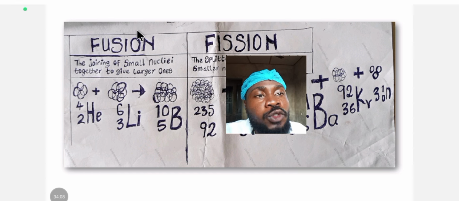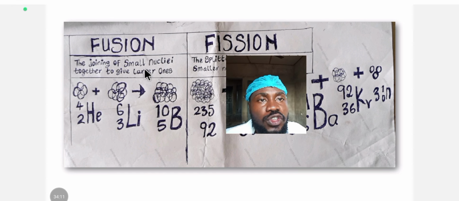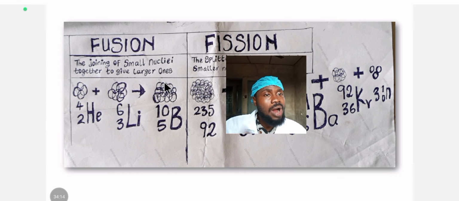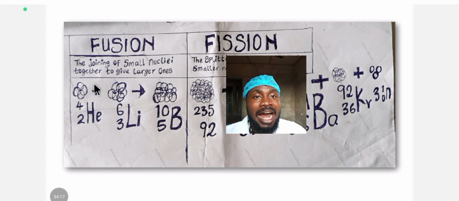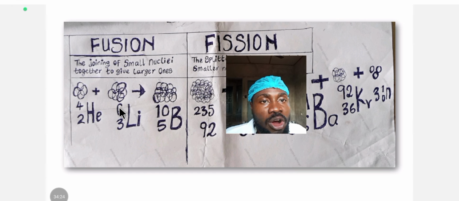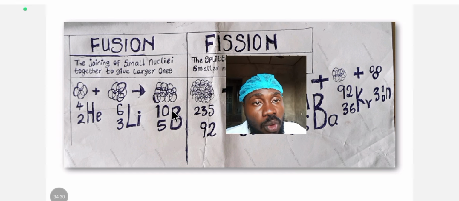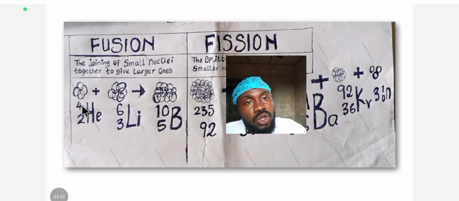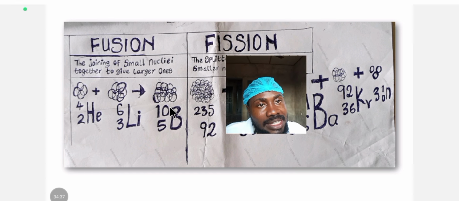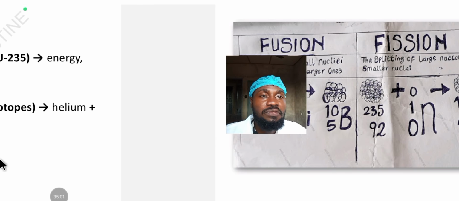Now let's look at nuclear fusion. What does it mean? The joining of small nuclei together to give a larger, heavier nucleus. And how is it done? We added two small nuclei here, helium and lithium, to give us a bigger one, radioactive boron. If we want to see if this equation is balanced on both sides, we have 10 over 5 on the right hand side. Then we should still have the same 10 over 5 on the left hand side. If you add what you have on top, 4 plus 6, that gives 10, then 2 plus 3, 5. Balanced equation. That's that for nuclear fission and fusion.